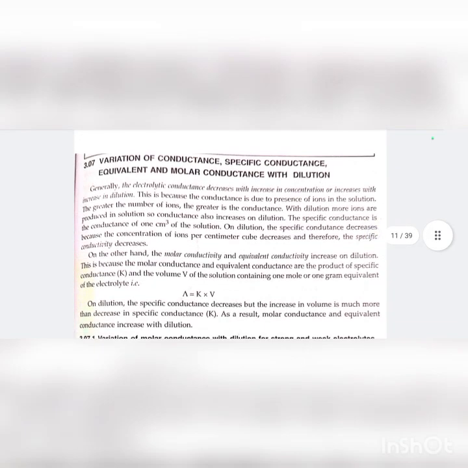Next is variation of conductance, specific conductance, equivalent and molar conductance with dilution. Generally, the electrolytic conductance decreases with increase in concentration or increases with increase in dilution.